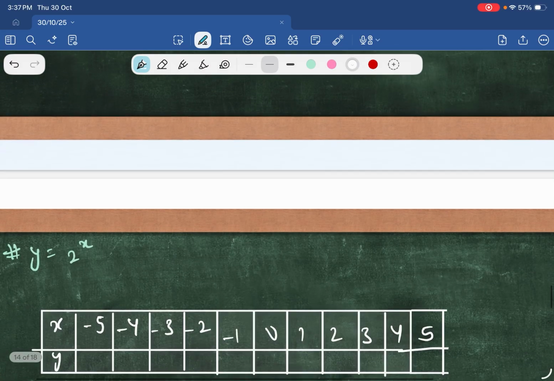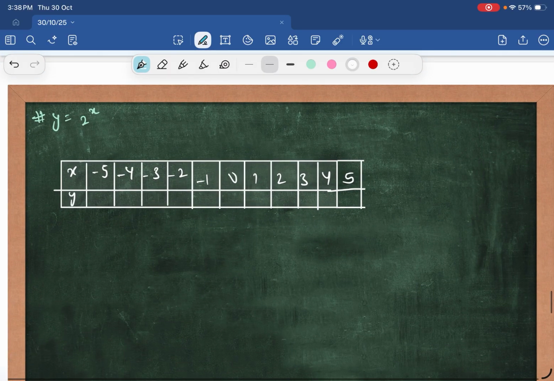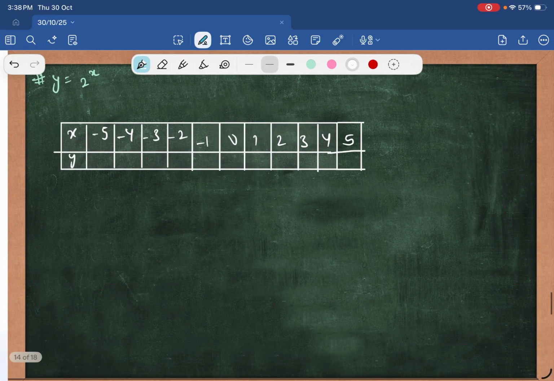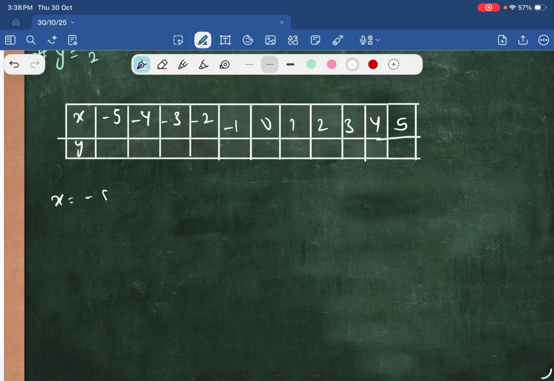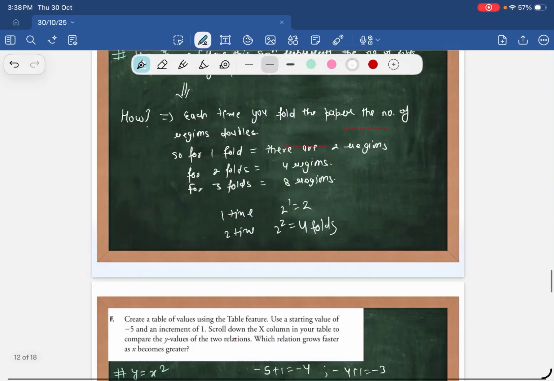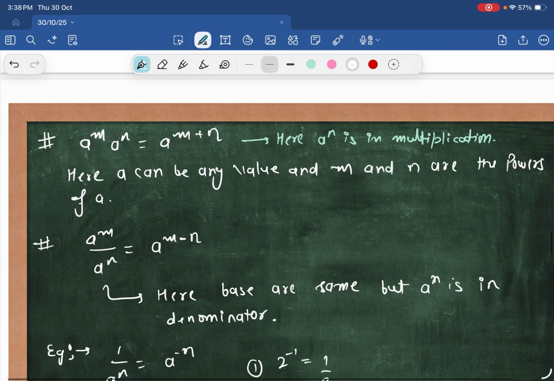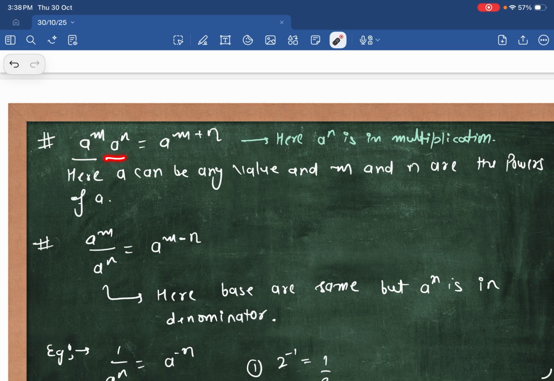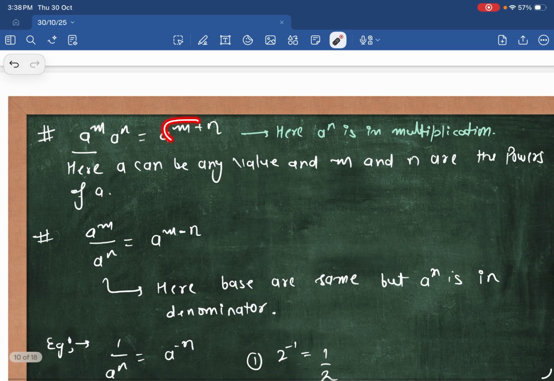Now we will do the same for y equals 2 to the power x, in which we substitute x equals -5 and find the value of y, which is y equals 2 to the power -5. Now we will learn a concept here: if we have a to the power m and a to the power n, here the bases are the same, which is a, and the powers are m and n. If the bases are the same, the powers are added. Here a to the power m into a to the power n is equal to a to the power m plus n.